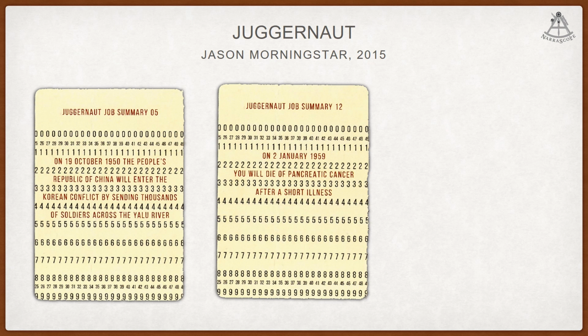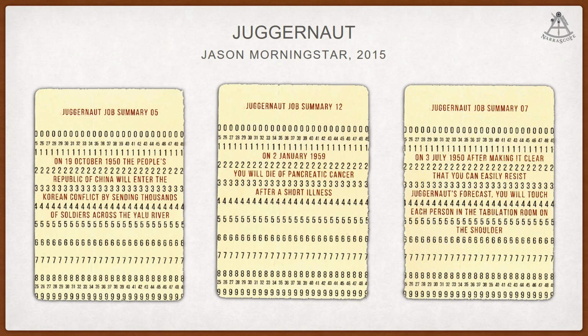And this is academic for a lot of these things that are more in the future, right? But what gets really interesting is when you start drawing cards with predictions about what's going to happen on July the 3rd, 1950. On July the 3rd, 1950, after making it clear that you can easily resist Juggernaut's forecast, you will touch each person in the tabulation room on the shoulder. So regardless of what your character thinks of Juggernaut, whether it's bunkum or horrifyingly accurate, the rules dictate that every one of its predictions is correct and must come true. And you as a player have to do whatever you can to make them so.